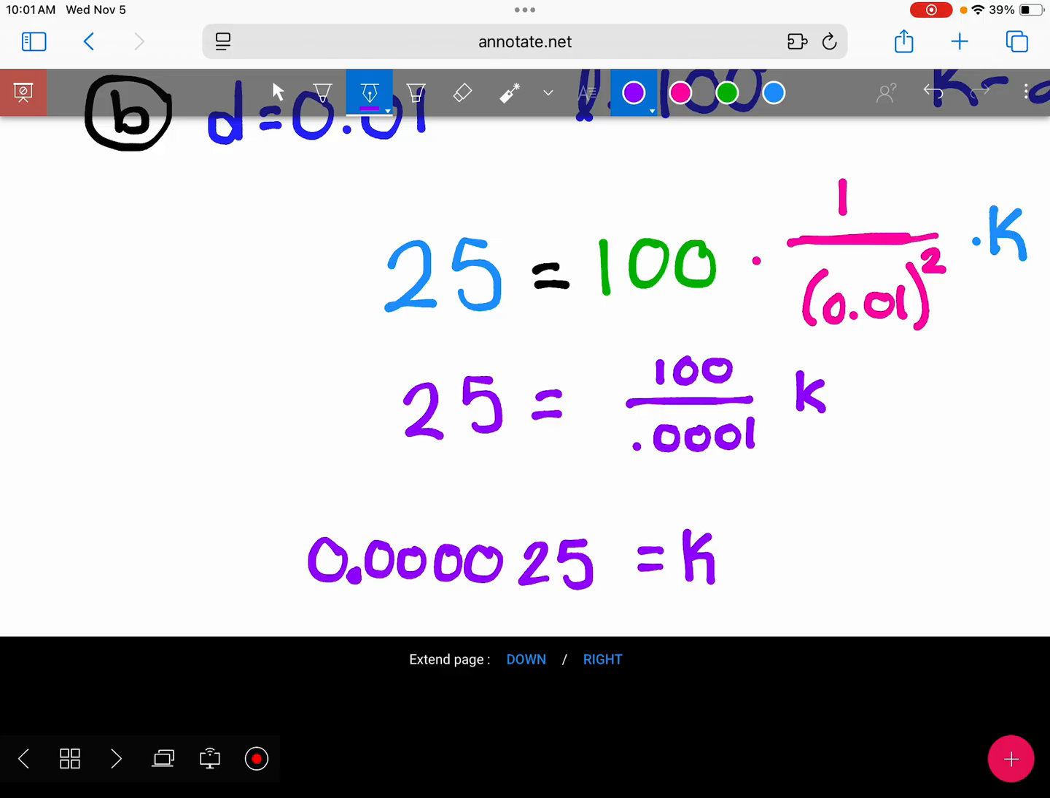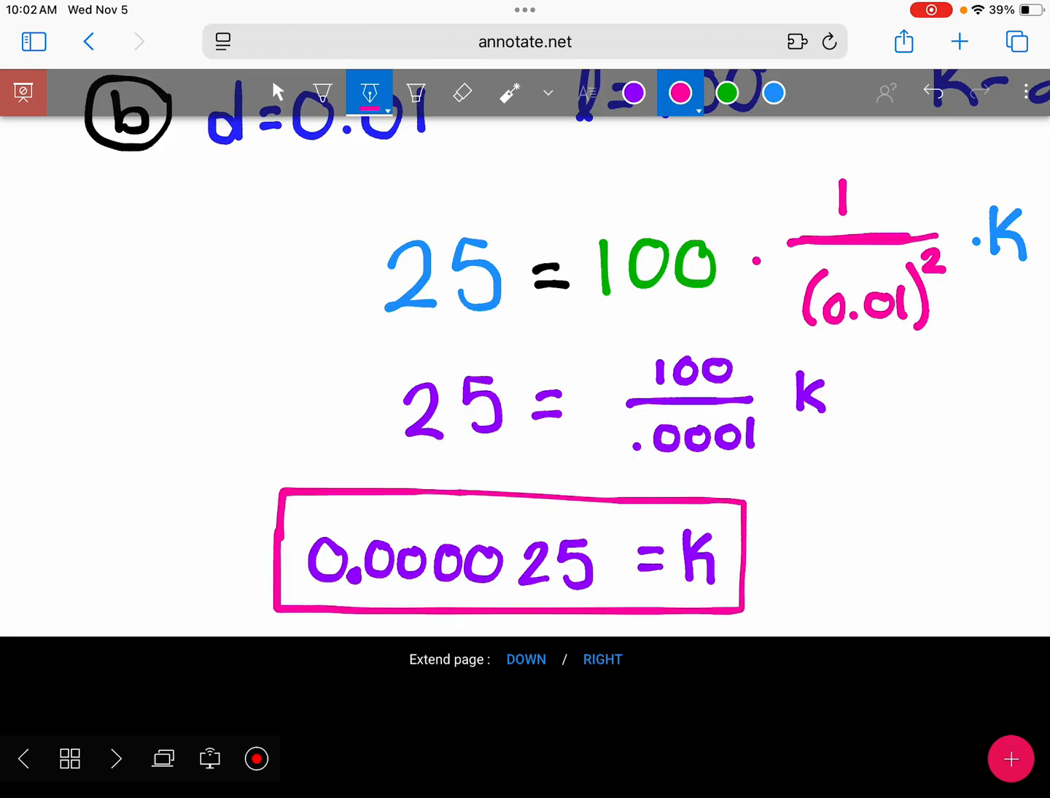That's what we need for part B, is to solve and get down to this k, because we're going to use this and the information from B to help make our graph they want for C.